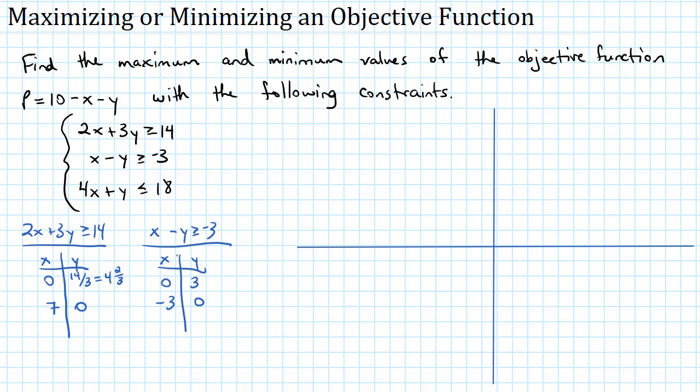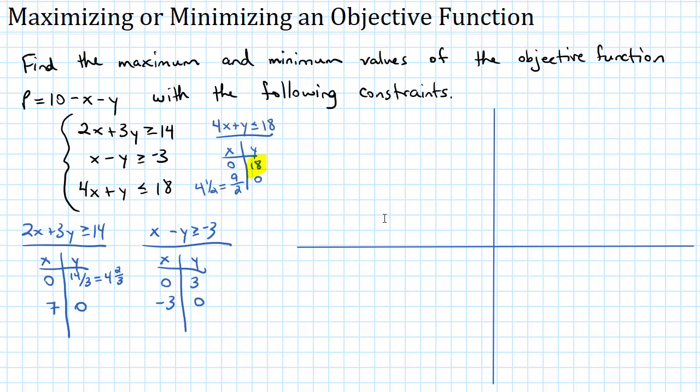Okay, and then let's do the last one, 4x plus y is less than or equal to 18. If I plug in 0 for x, then y is 18. If I plug in 0 for y, then x would be 18/4 or 9/2, which is the same thing as 4.5. Okay, so the biggest value that we have here is 18. So that's a y value.